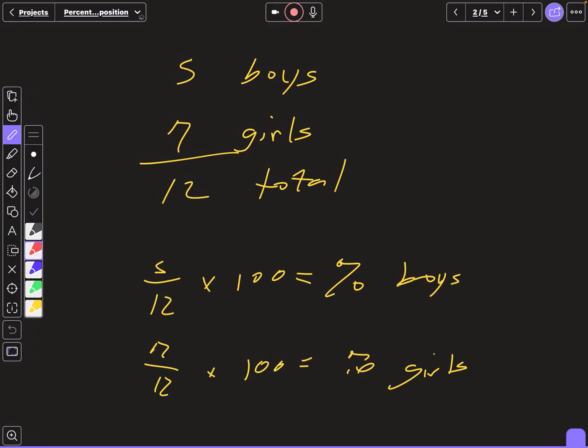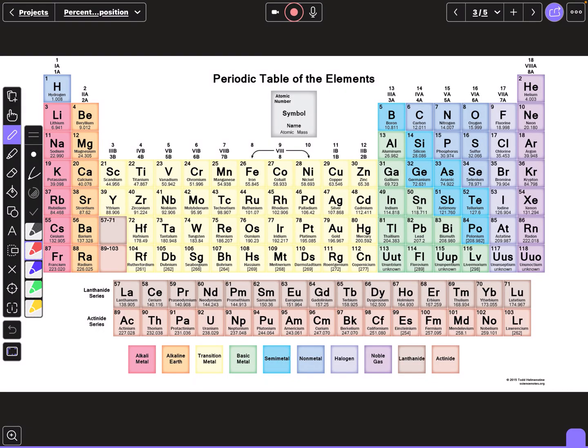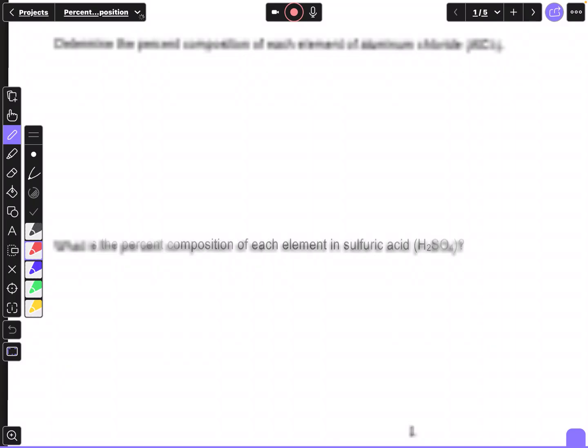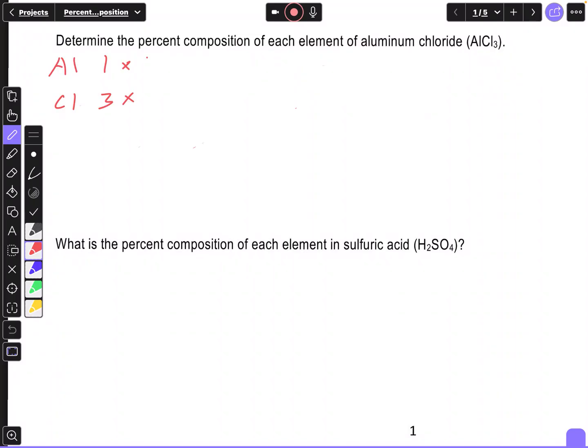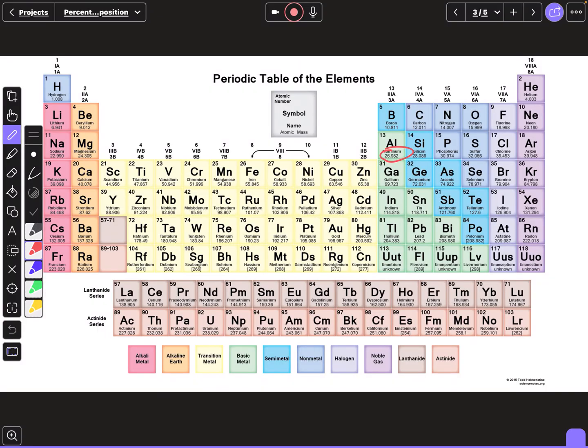So I need my periodic table, and I look and I find aluminum. Aluminum is 26.982, which your periodic table should be to 2 decimal places, so use that mass, but I'm going to round this to 2 decimal places. It'd be 26.98. And then chlorine, the molar mass of chlorine is 35.453, so that'd be 35.45.